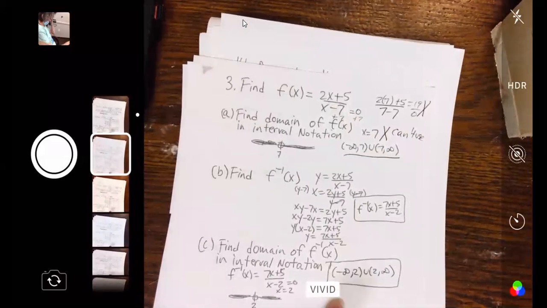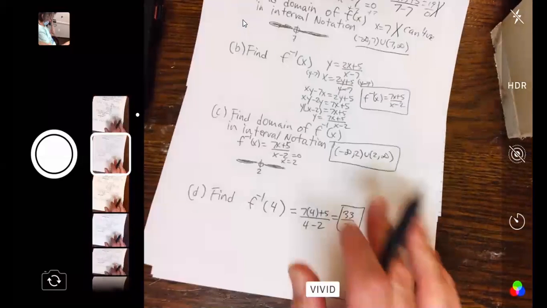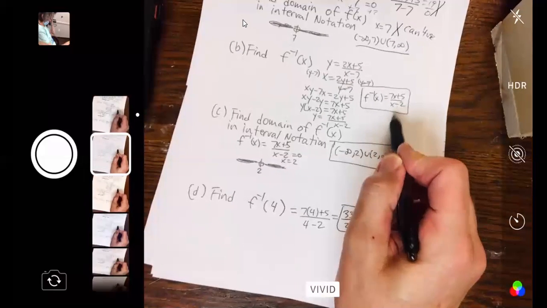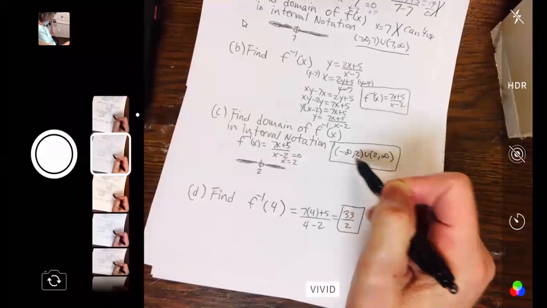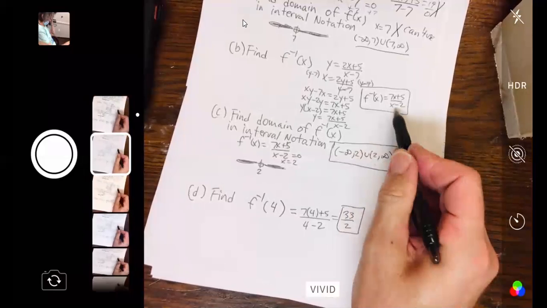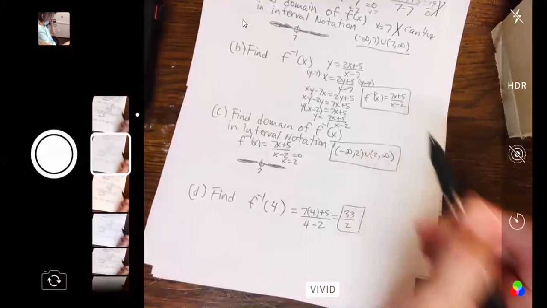If you look at B and C, we had you find f inverse. We showed you that. And you see now your problem number is 2. And so that's why the domain changes to negative infinity to 2, union 2 to infinity, because you can't stick 2 into the inverse. Right. Okay.